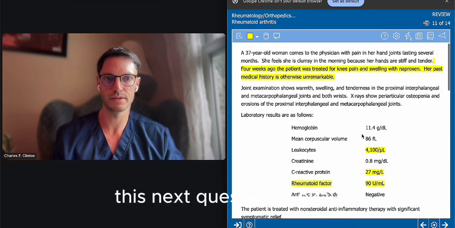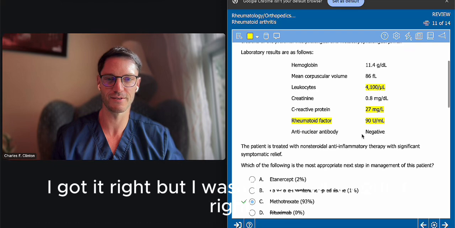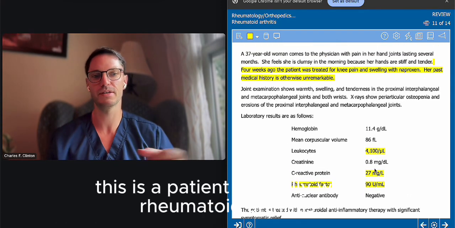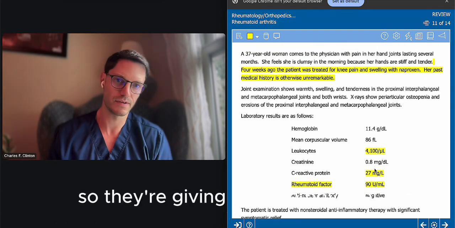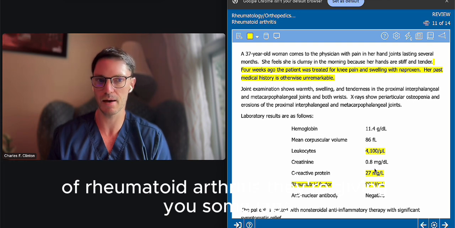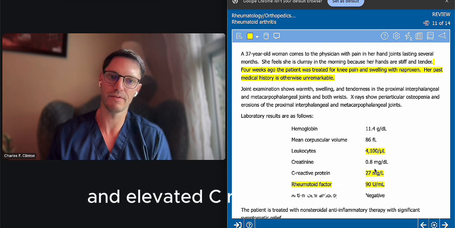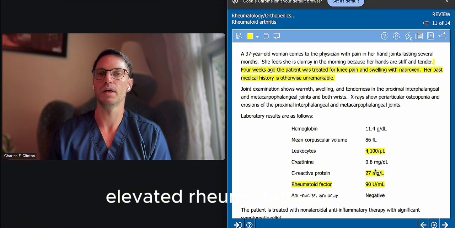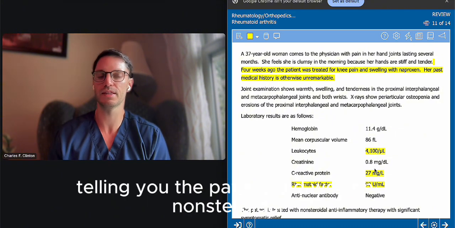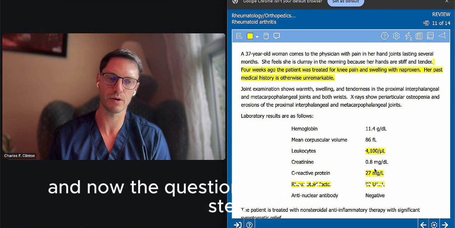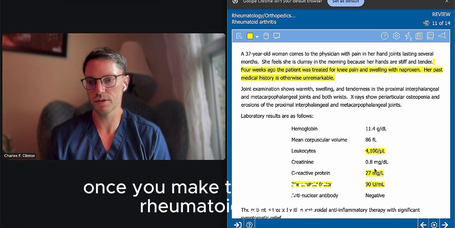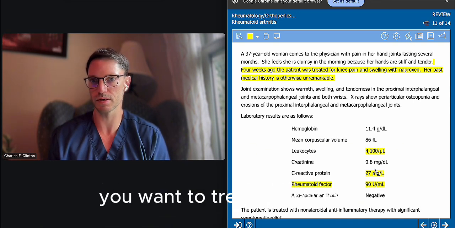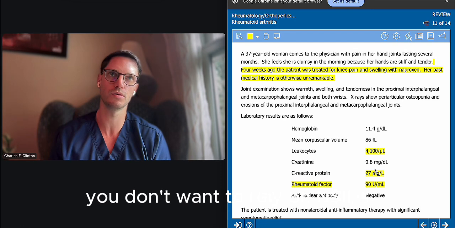This next question, I got it right, but I wasn't sure why I got it right. This is a patient with rheumatoid arthritis. They're giving you the physical findings of rheumatoid arthritis, and some labs showing mild leukopenia, elevated C-reactive protein, and elevated rheumatoid factor. They're telling you the patient did well on non-steroidal anti-inflammatories, and the question is, what's the next step? Once you make the diagnosis of rheumatoid arthritis, you want to treat the patient. You don't want to rely on steroids long term, and you don't want to rely on NSAIDs.